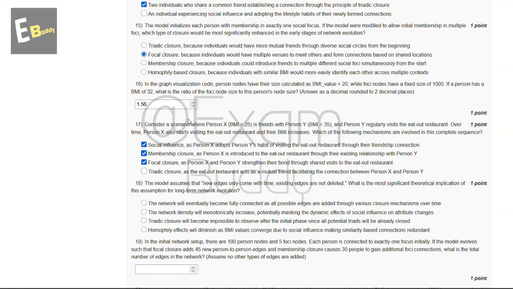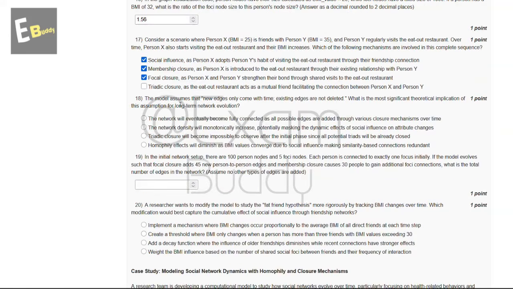And now let's go to our question number 18. The model assumes that new edges only come with time. Existing edges are not deleted. What is the most significant theoretical implication of this assumption for long-term network evolution? So these are the options and the answer of our 18th question is B. The network density will monotonically increase, potentially masking the dynamic effects of social influence on attribute changes.